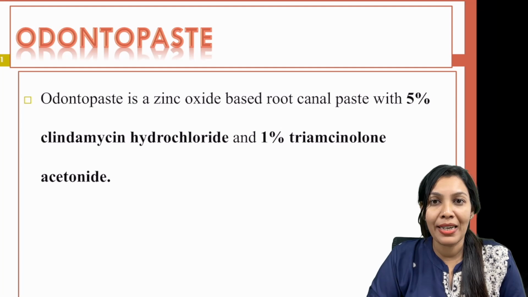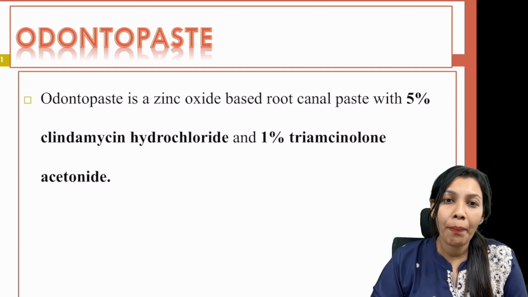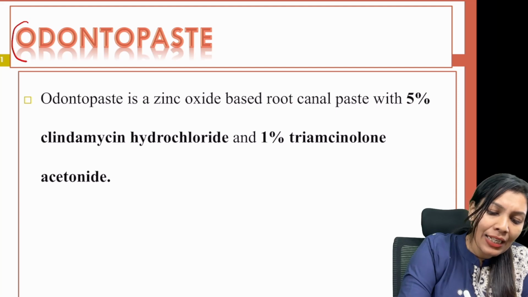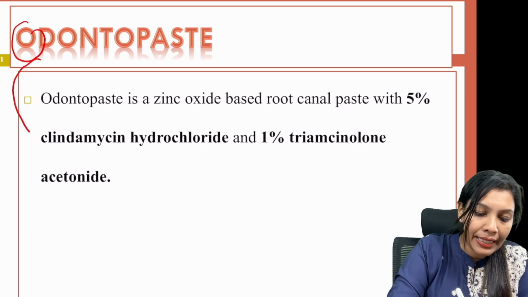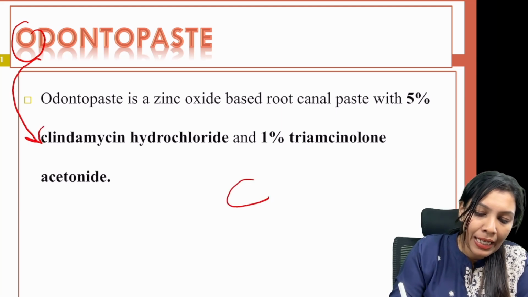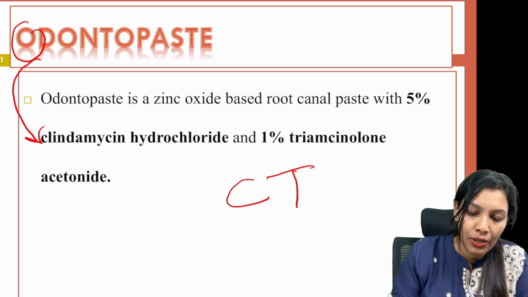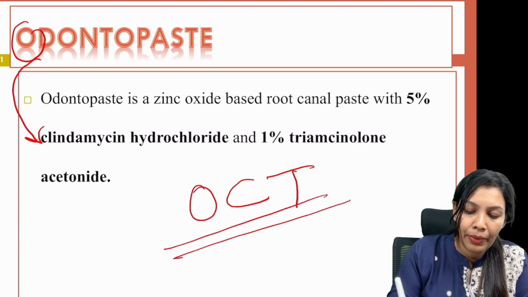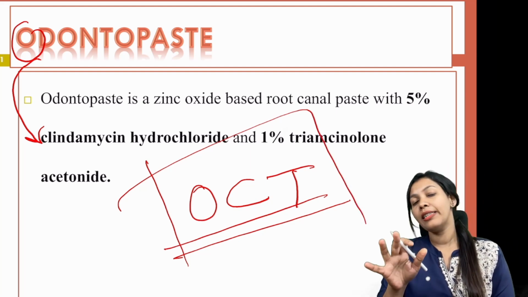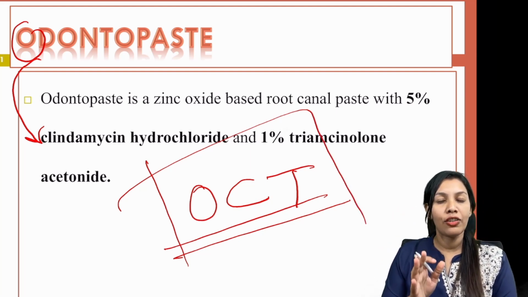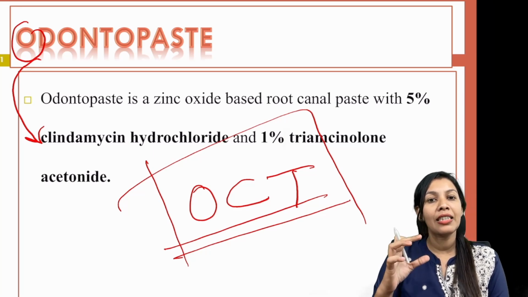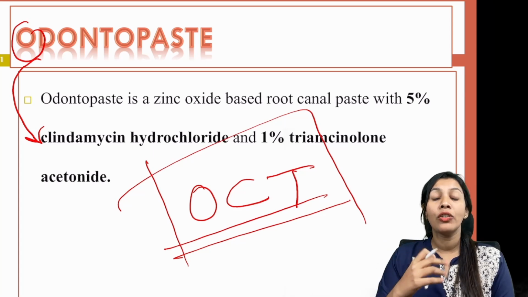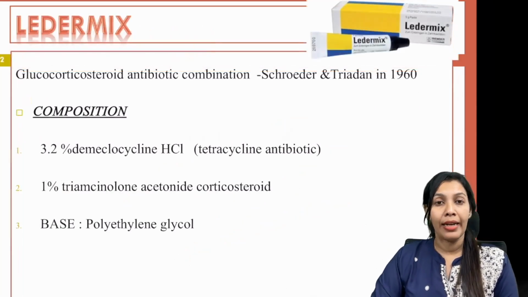What is odontopaste? Odontopaste is, again, a zinc oxide paste. It is a commercially used zinc oxide. Along with that, it consists of C for clindamycin and T for triamcinolone. So OCT, you can memorize it as OCT. With OCT itself, you need to think that it consists of zinc oxide. O is odontopaste, which consists of C for clindamycin and T for triamcinolone acetonide.